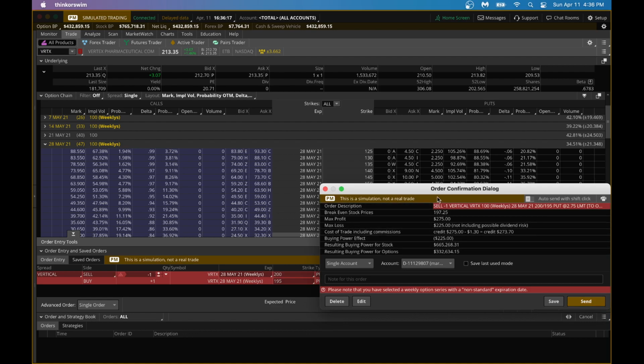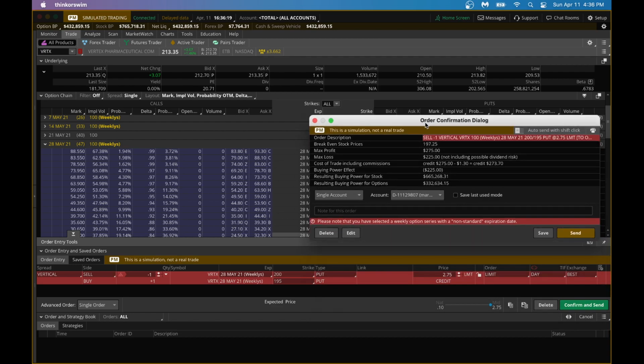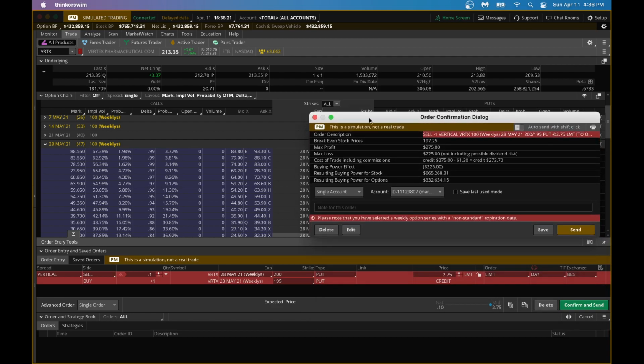your max loss is 225. Let's see. Okay, it's a $5 spread we are doing. It's really a $5 spread. With this $5 spread, you're bringing in $2.75. Your max loss is 225. So I think it's a good position to be in. So if the stock stays above 197, you get to keep your entire profit here.